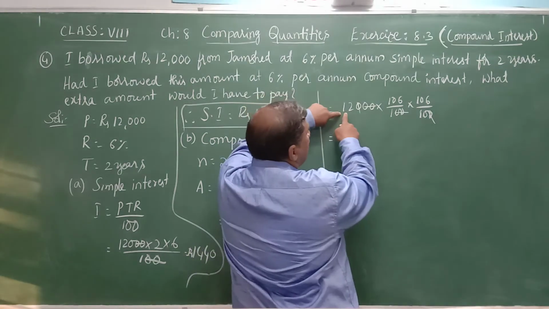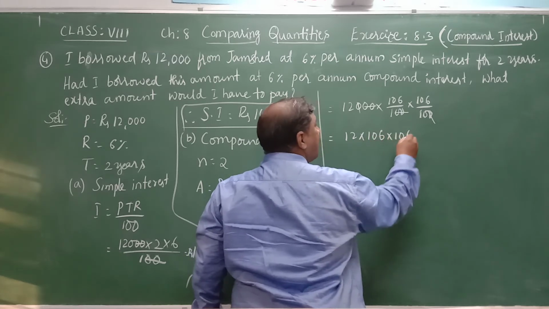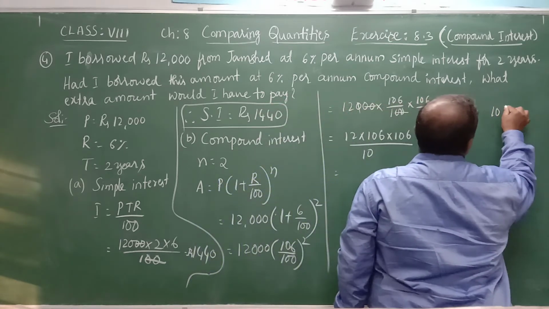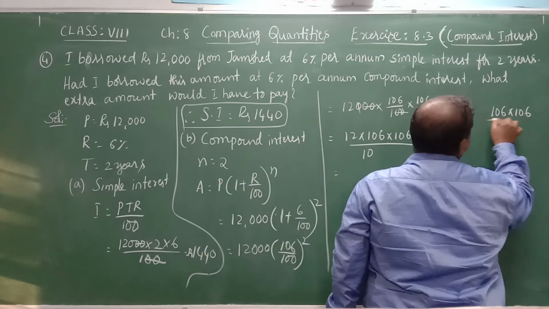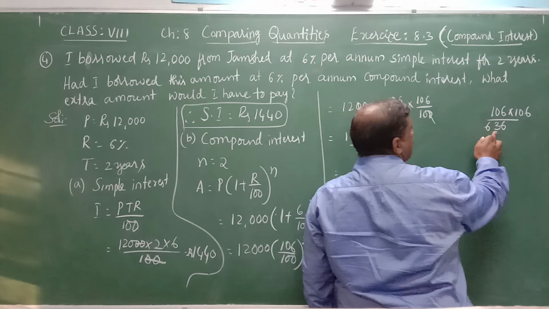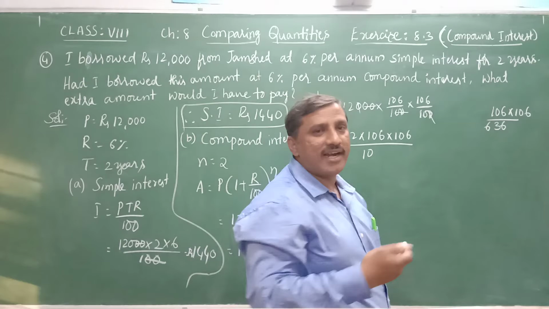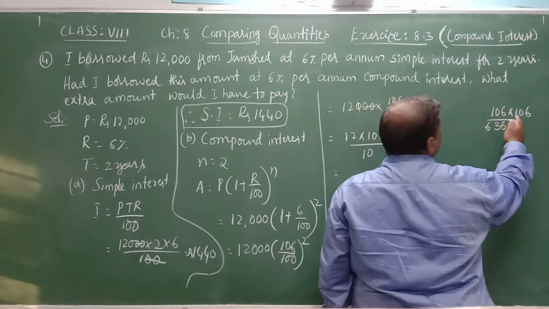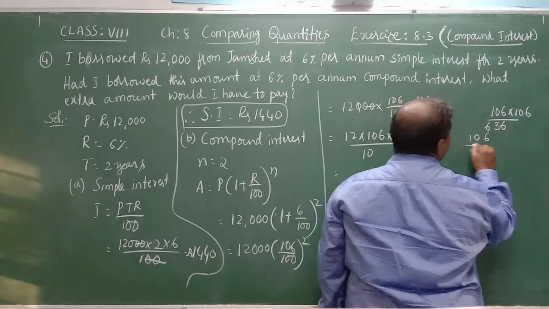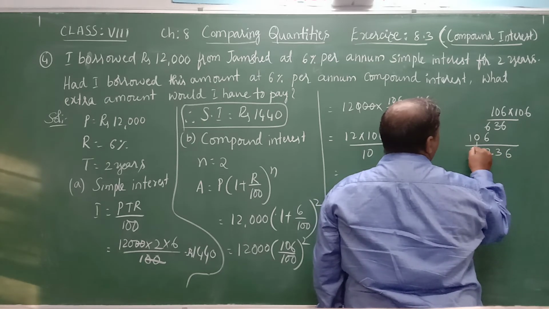So multiply 12 into 106 into 106, divided by 10. Now multiply 106 into 106. So 6 6s are 36, 6 1s are 6. Now leave one digit. If you multiply with 0, you get 0 only. So we need to multiply with 1, so leave one more digit. That is 1 6 is 6, 1 zero is 0, 1 1 is 1. We get 6, 3, 6 plus 6 is 12, 1.